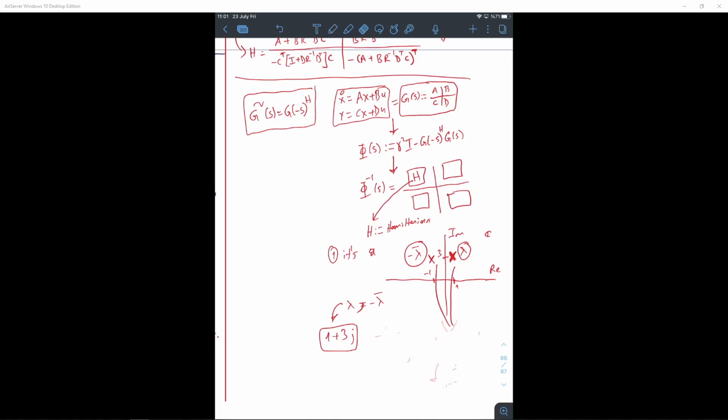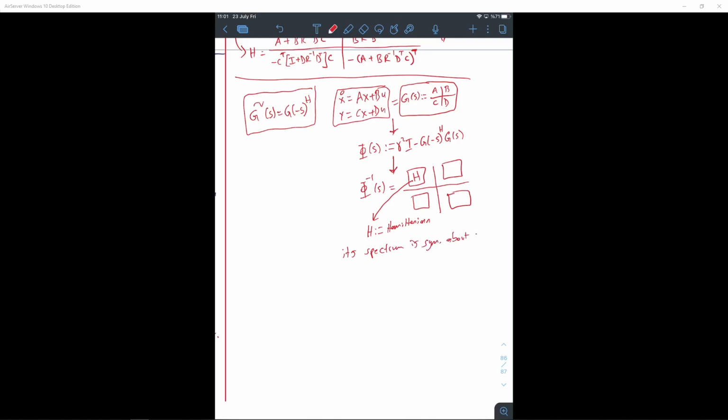This was a long detour. Okay. Its spectrum is symmetric about jR. This is one, right? And two, it doesn't have an eigenvalue on jR. Okay.